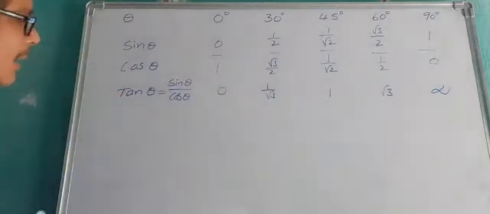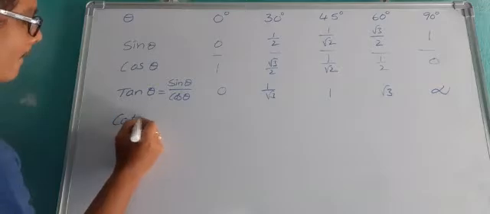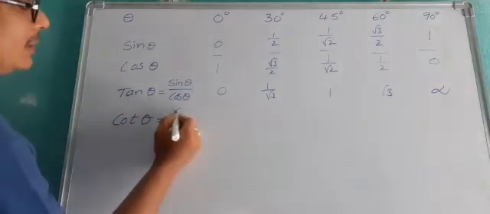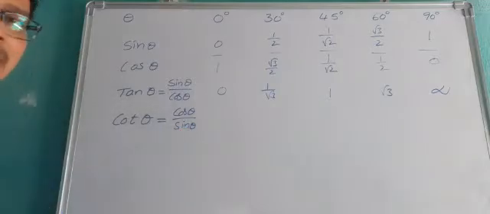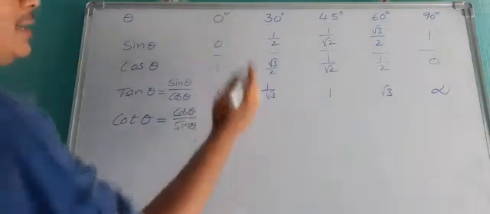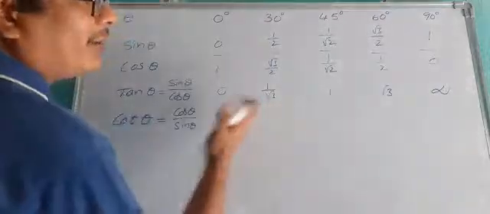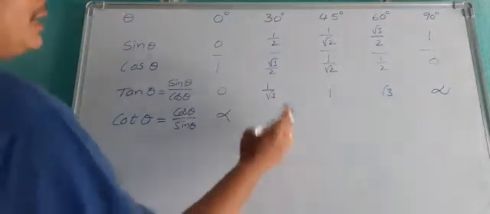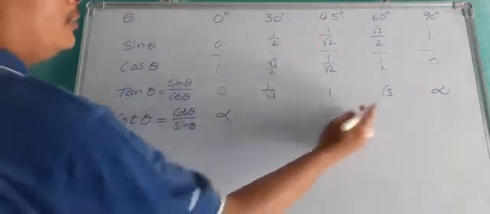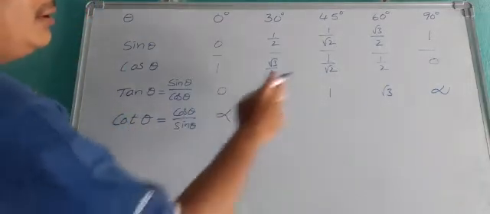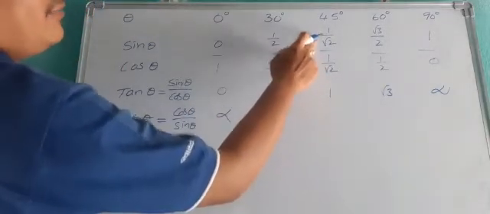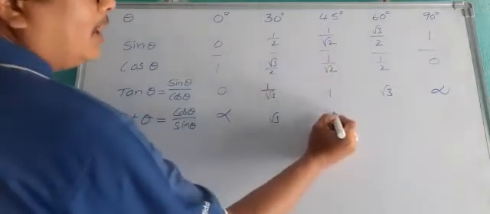Okay, next one, cot theta. Cot theta means cos theta by sin theta. That means you write the reciprocals of the tan values, or you write vice versa. Cot 45 equal to cos 45 by sin 45, that equal to 1.